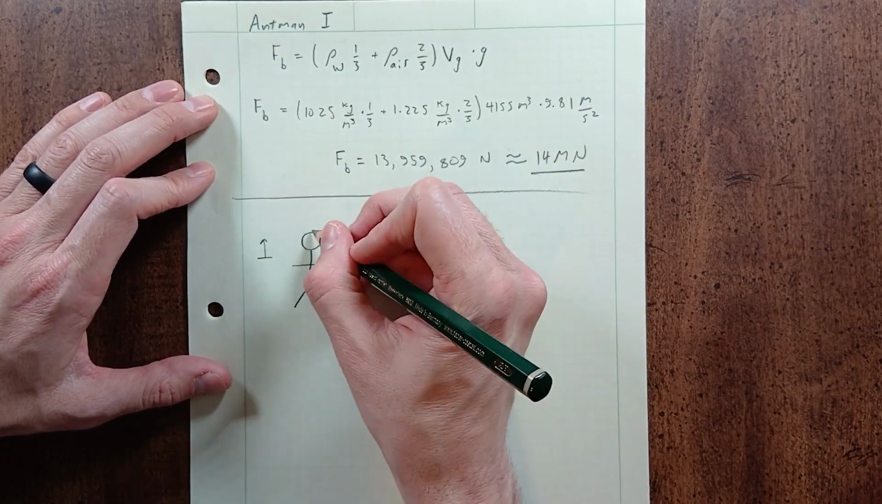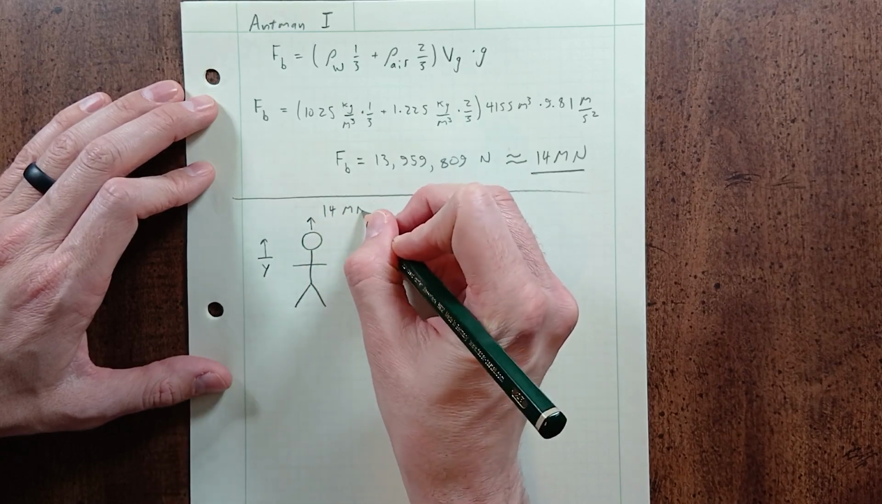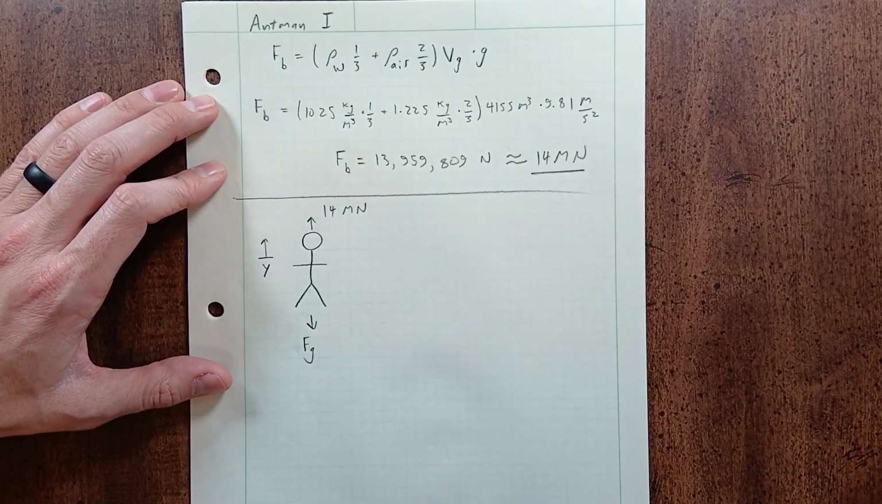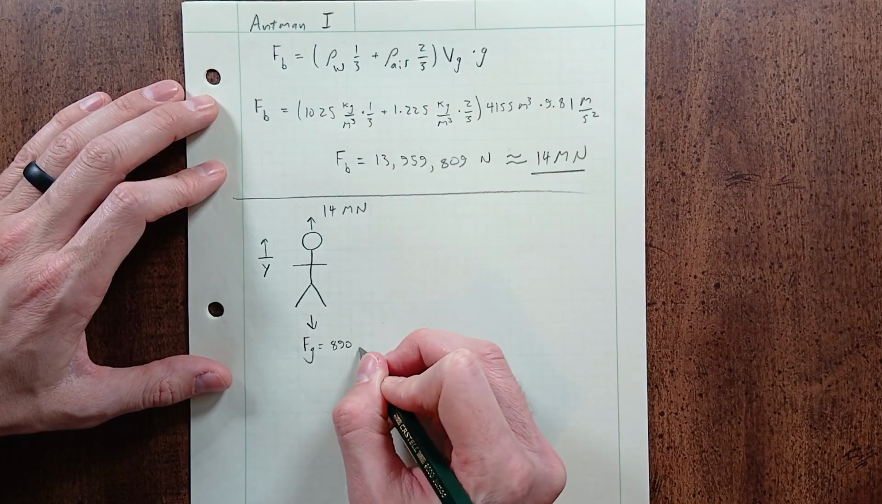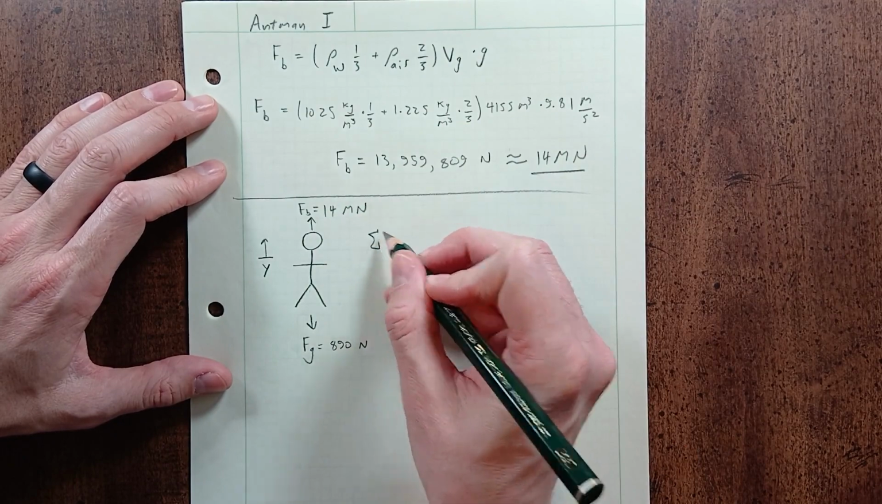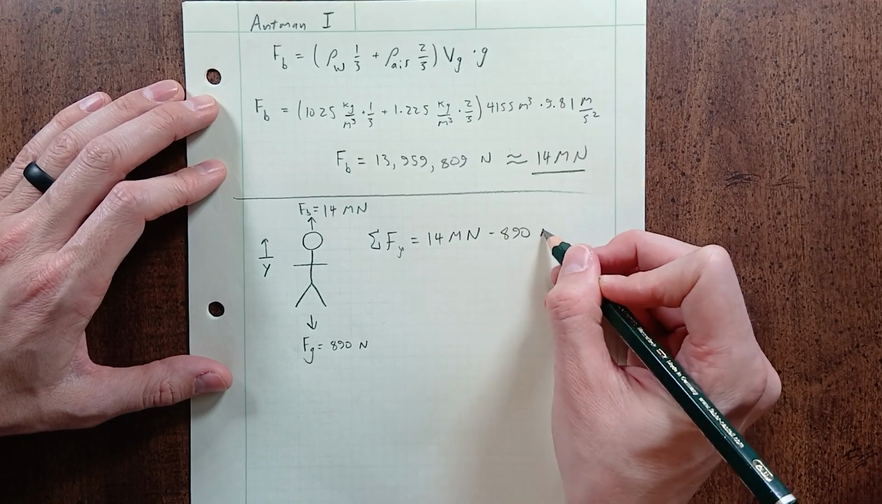Back to our free body diagram, we'll sum the forces in the y direction. We have 14 meganewtons going up and 890 newtons going down. 14 meganewtons is way more than 890 newtons, so when we sum these, we still end up with about 14 meganewtons.